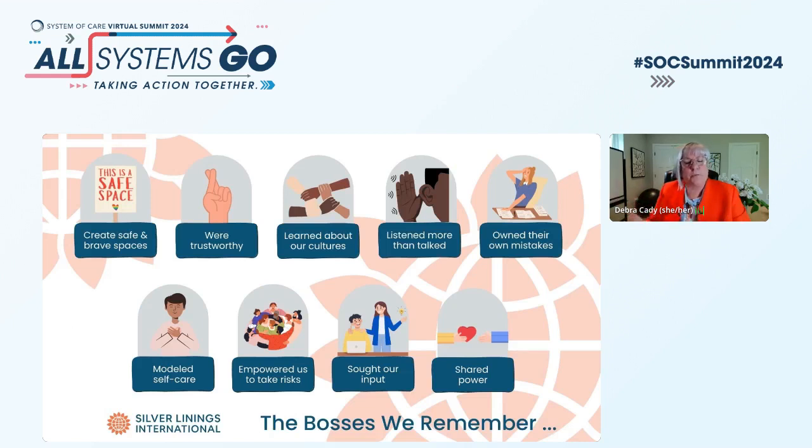It's like the bosses, remember, do these types of things. And that's who we want to be also, right? Create brave spaces. We're trustworthy. We've learned about other cultures. We've listened more than talk. We've owned our mistakes. I messed up, and don't do the same mistake I did. You modeled self-care, not working till 10 and emailing people. You empowered us to take risks, right? Maybe you took a risk and then shared it with people. Sought our input, shared power. These are the things that I wish for you.